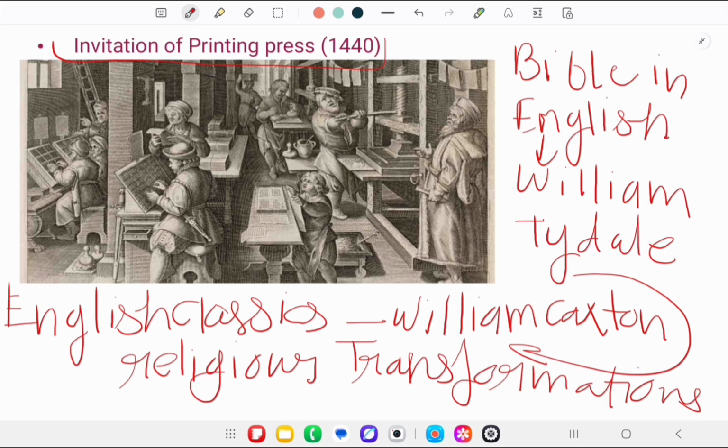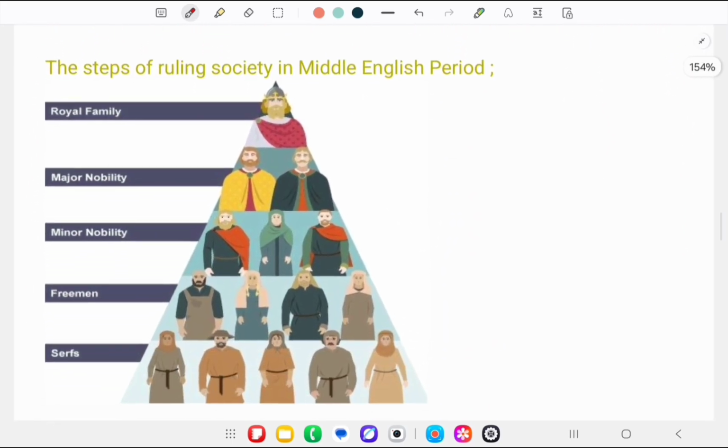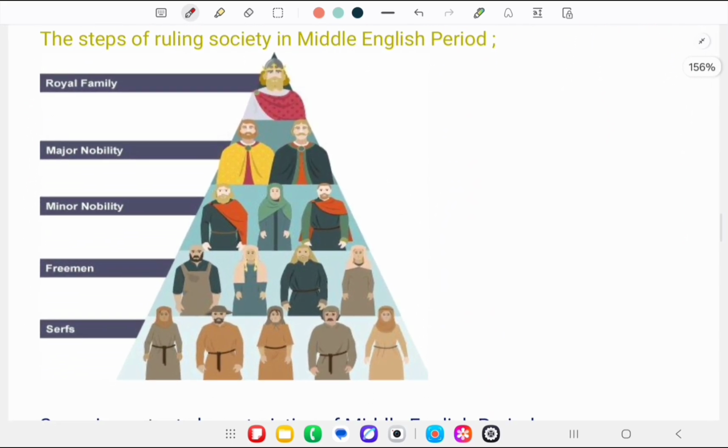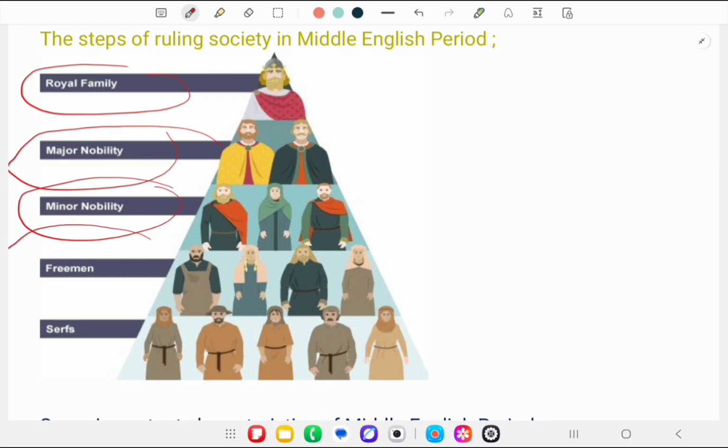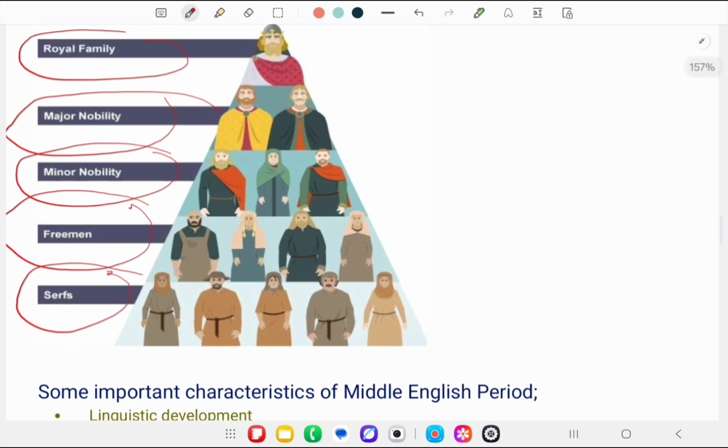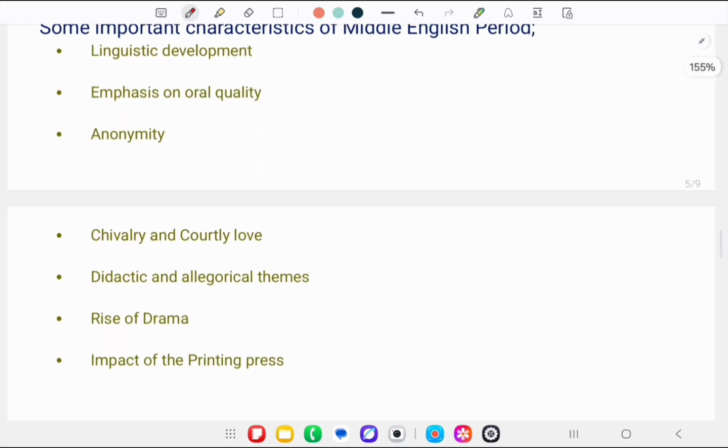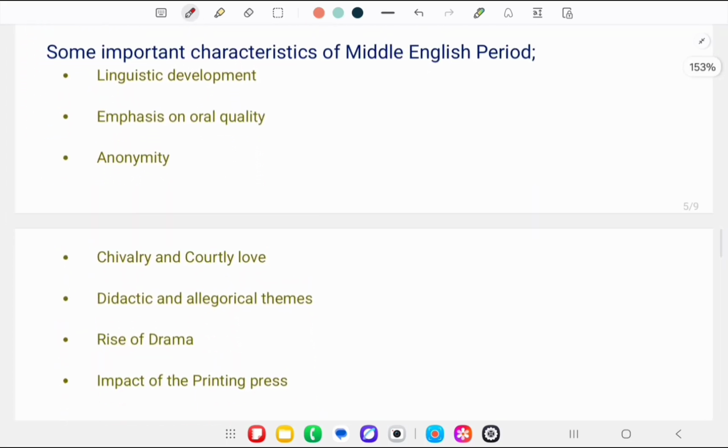So now we can see here the steps of ruling society in the Middle English period. First one is the royal family, under them the major nobility, under them the minor nobility, under them the freemen, and in the last, serfs.